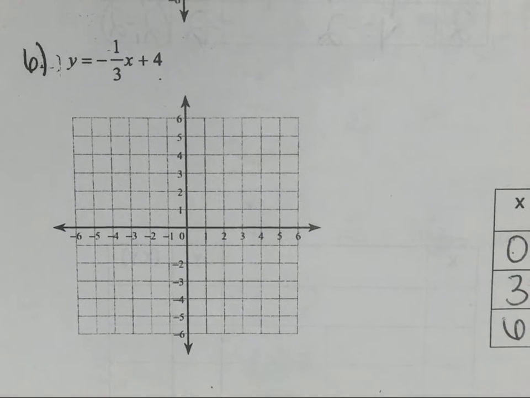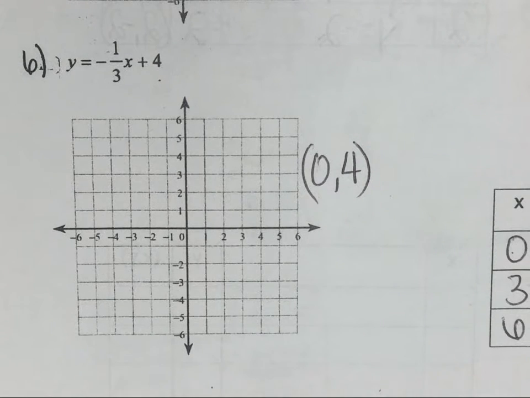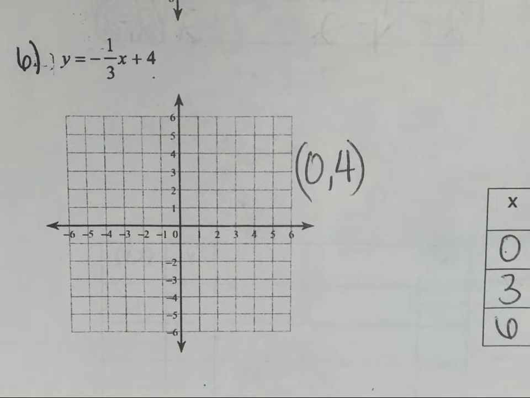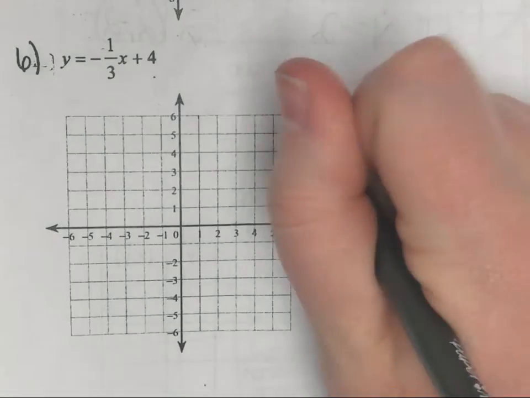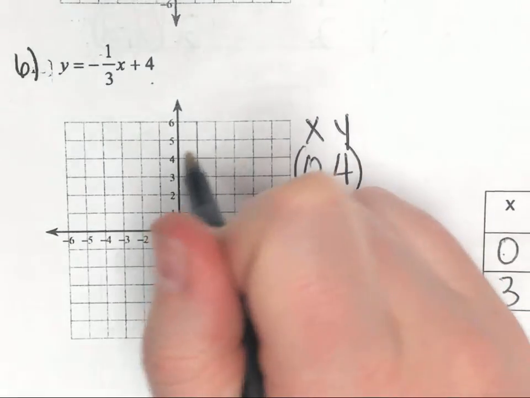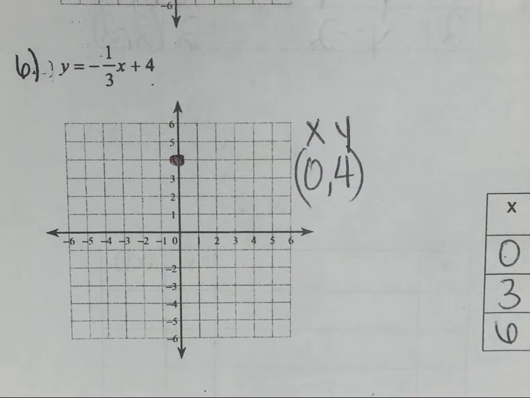Okay, our first point is 0, 4. Over 50% of the class graphs this point wrong. Where do I put 0, 4? You go 0 and then you move to the right on 4? No. This is x, this is y. X is 0. We don't go left or right. We go up for 4. Y'all always do that wrong, okay?